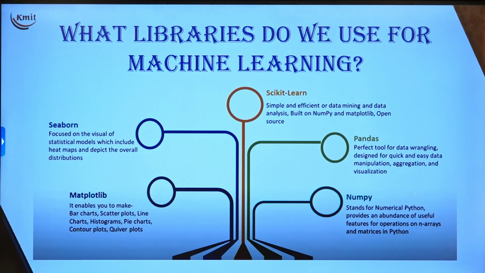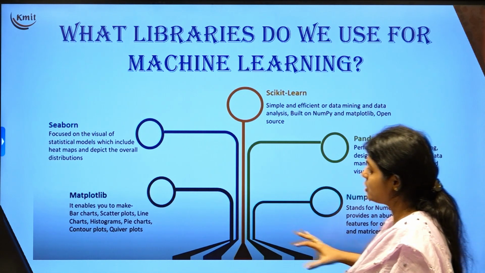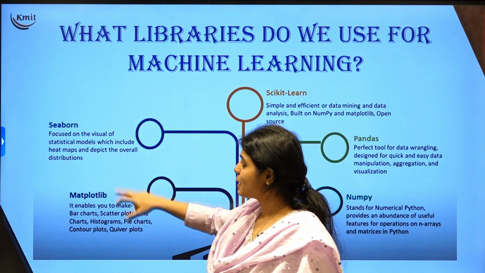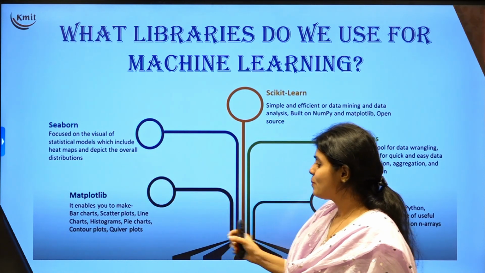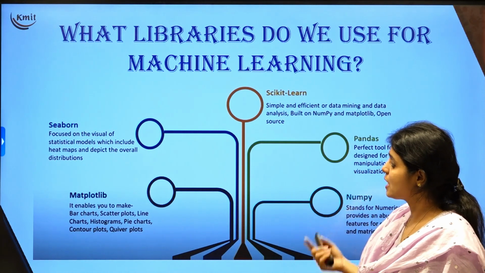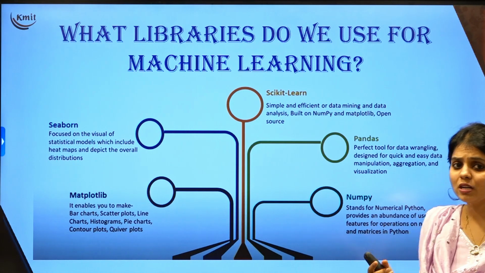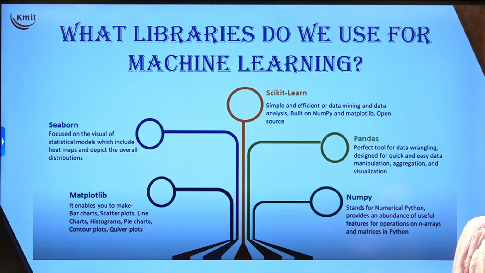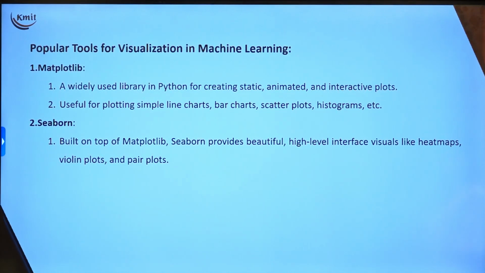Okay, so as discussed in the previous sessions, we use different libraries when we work with machine learning. When we talk about visualization, these are the two important libraries that we use in machine learning for visualization. One is matplotlib and the second one is seaborn. So matplotlib is the basic visualization library, whereas seaborn will focus more on the visualization of the statistical model, that is heat maps, correlation. When you discuss statistics, more visualization can be done by using seaborn. The basic visualization like bar graph, pie graph, histograms can be plotted by using matplotlib. Okay, so these are the two popular tools that we use for visualization in machine learning.